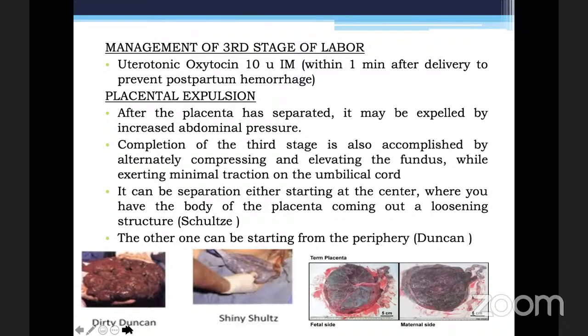After the placenta has separated, it may be expelled by increased abdominal pressure. Completion of third stage is also accomplished by alternately compressing and elevating the fundus while exerting minimum traction on the umbilical cord. Expulsion can start either at the center, where the body of the placenta comes out of the loosening structure, or the other one can be starting from the periphery.